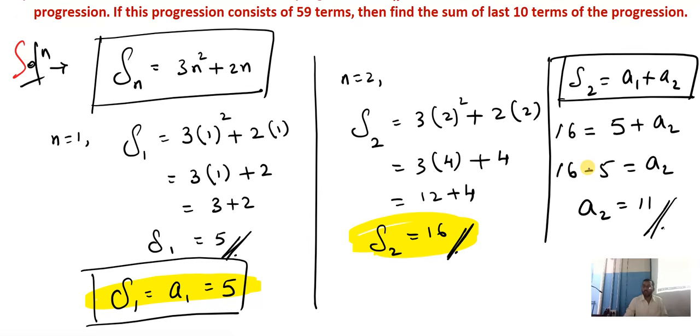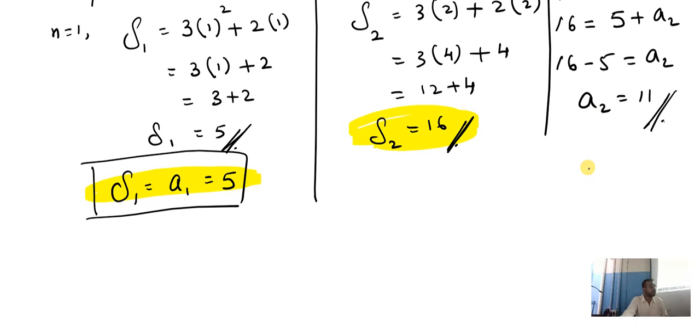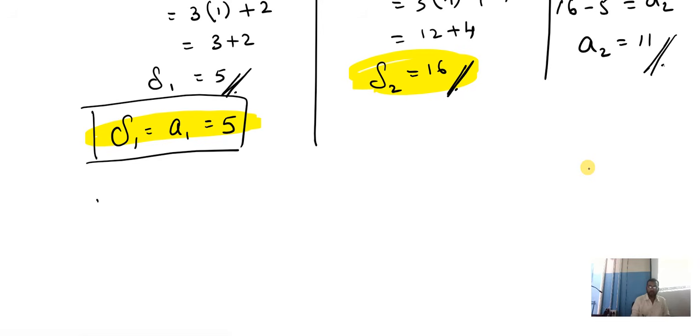Good. Now, see the question. What are they asking? Find the nth term of the progression. They are asking us for An. The nth term they are asking us to find. Clear? Now, therefore, the first term is 5 and the second term is 11. Then the common difference is A2 minus A1, 11 minus 5, which is 6.